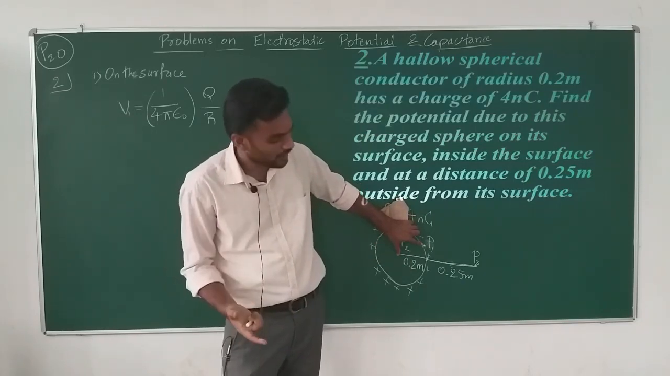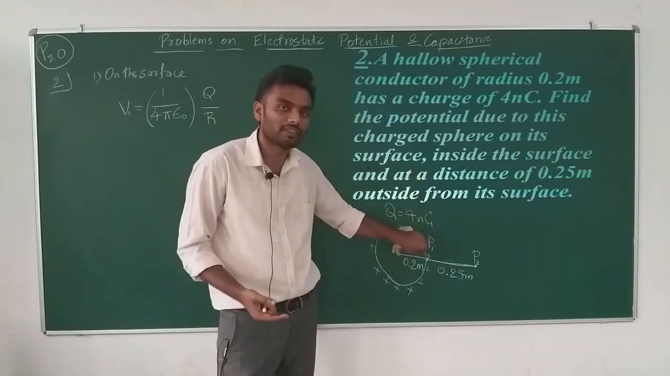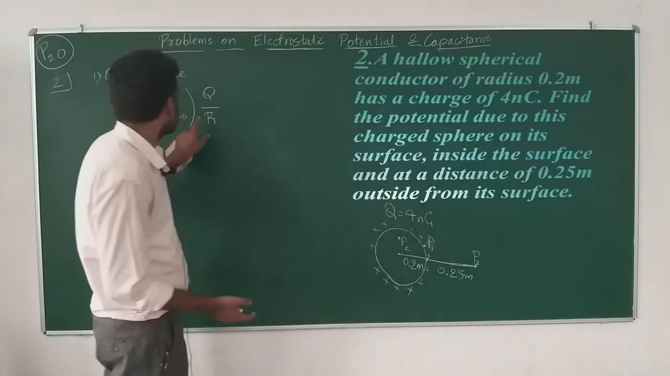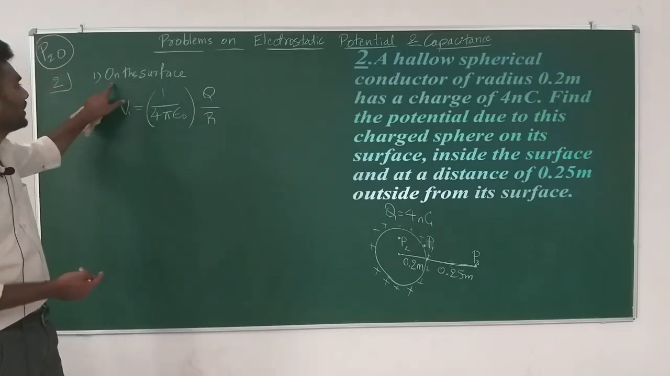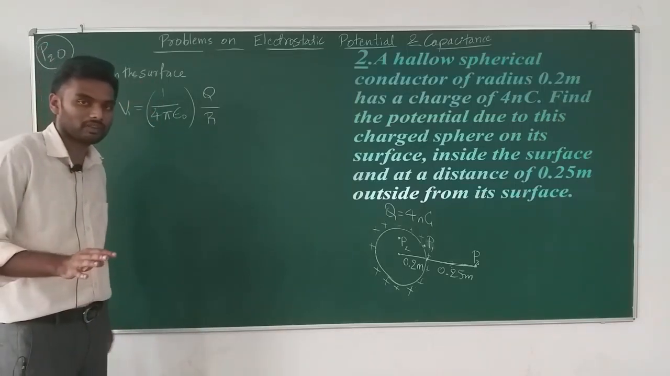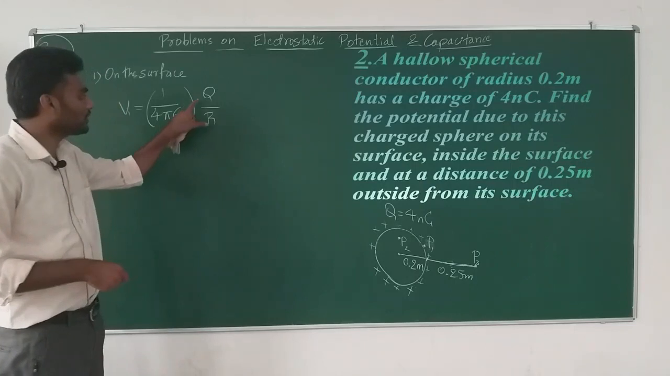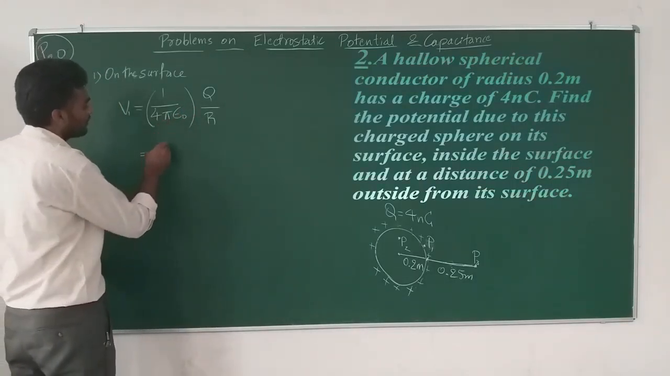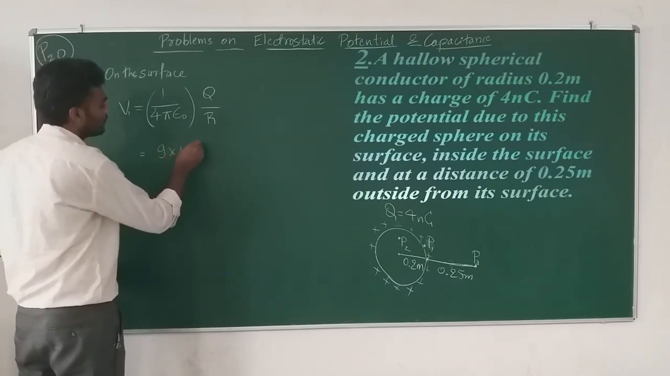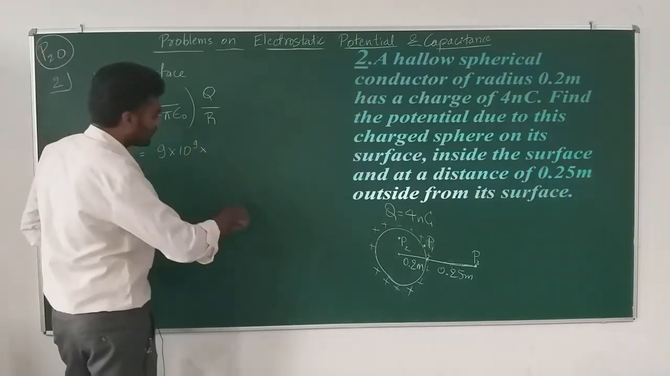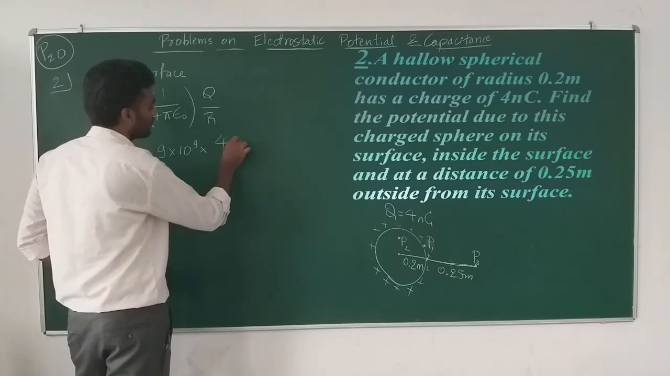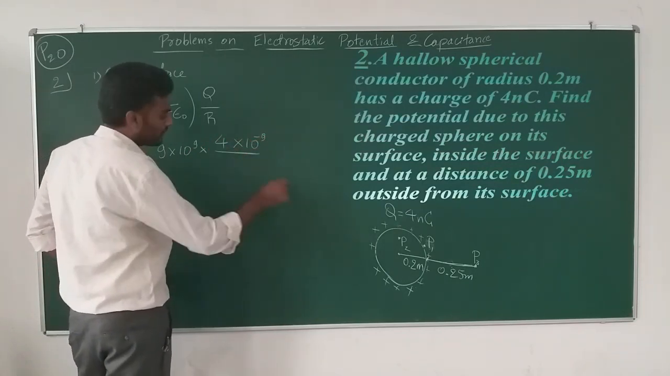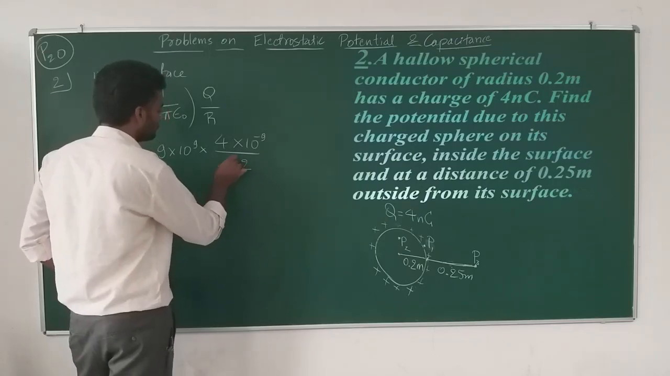Since the point is on the surface, small r is equal to the radius, capital R. I have directly taken it as Q by capital R because I have specified on the surface. Okay, clear with the formula? 1 by 4 pi epsilon Q by R, where R is the radius of the sphere taken. So 1 by 4 pi epsilon naught is 9 into 10 to the power of 9. Charge accumulated over the surface is 4 nanocoulomb, 4 into 10 to the power of minus 9. Radius of the sphere is given as 0.2.